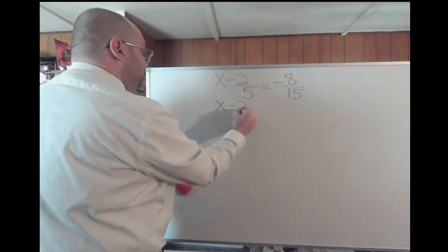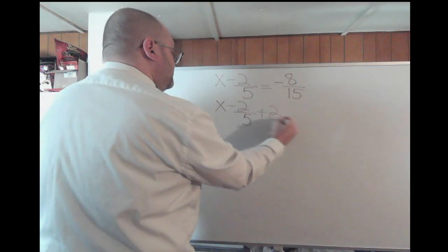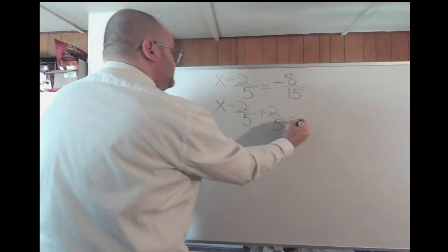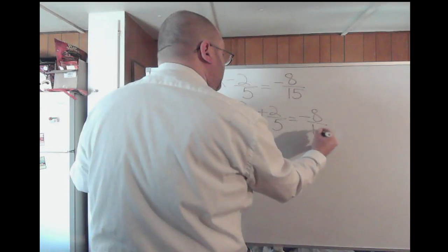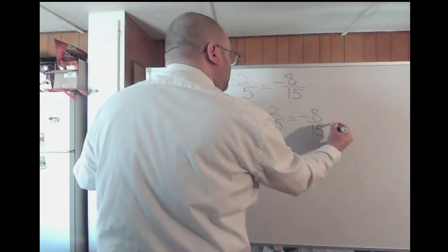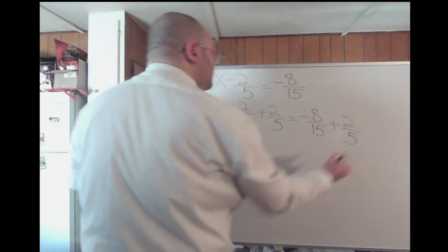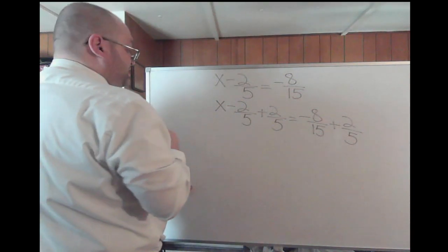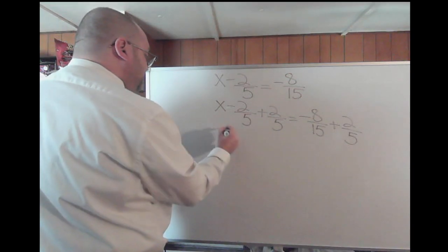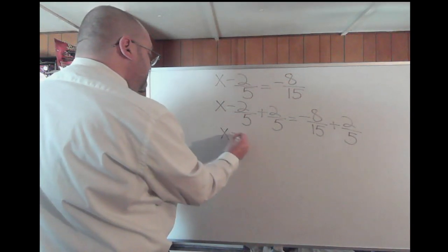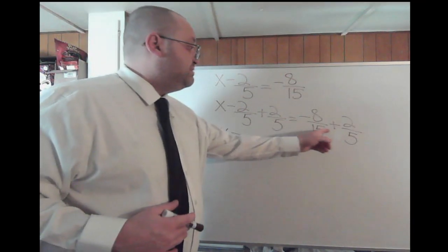So we have x minus 2/5 plus 2/5 is equal to, we got to do it to the right side too since we did it to the left. That'll equal negative 8/15 plus 2/5. Okay, so we have negative 2/5 plus positive 2/5. That goes to 0. That means x is now by itself.